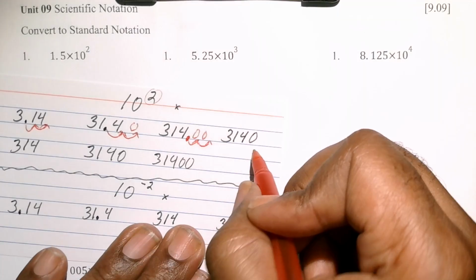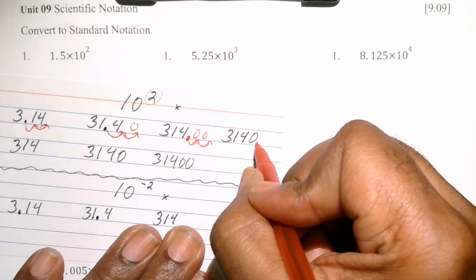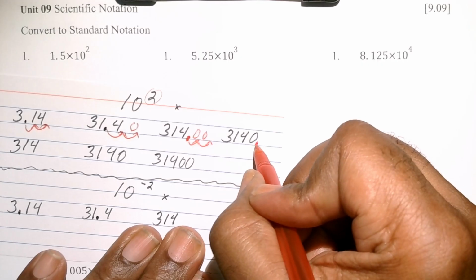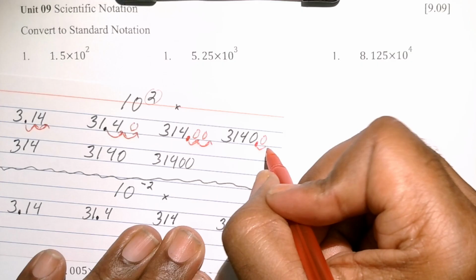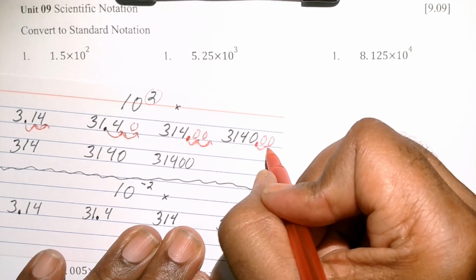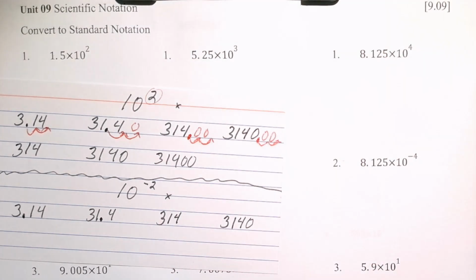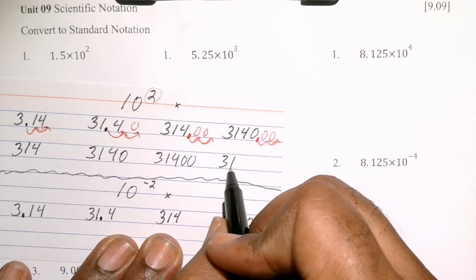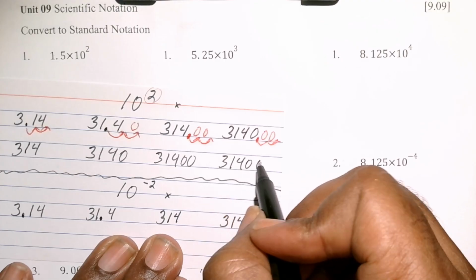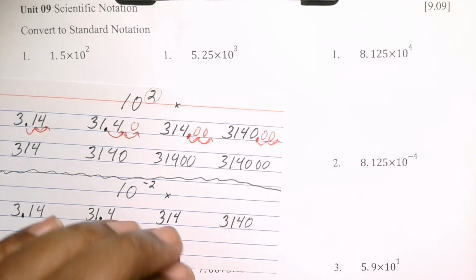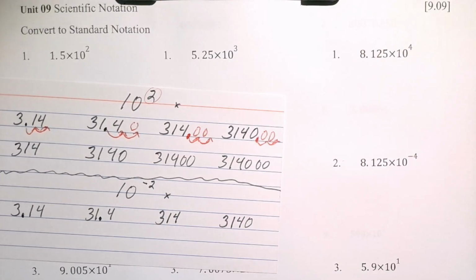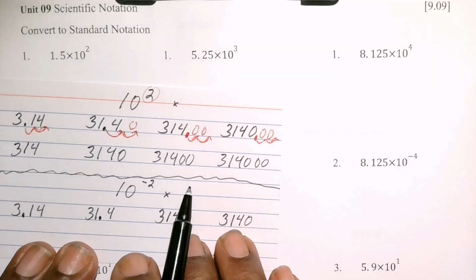Okay, for this one, again, the decimal is understood to be here. I'm going to move it twice to the right. So 1, add a 0, and then add another 0 to move a second time. The number that we end up getting is 314000. So 314,000.